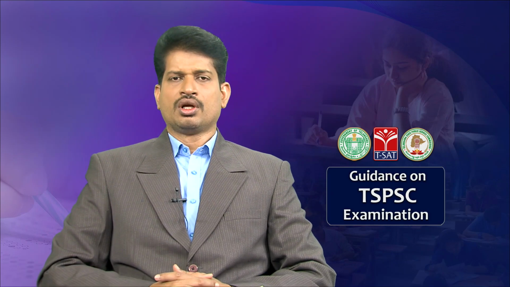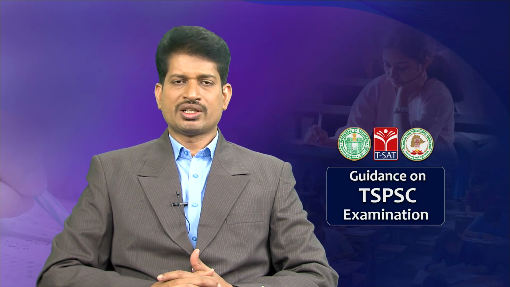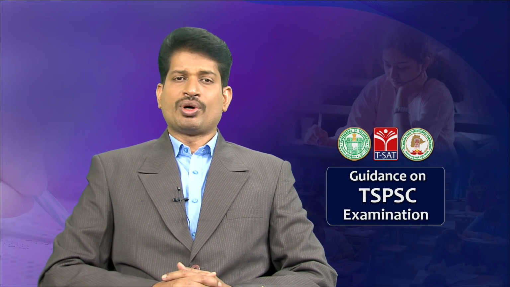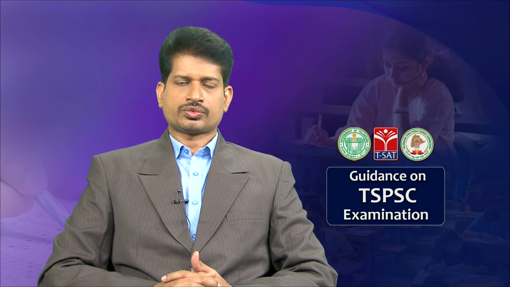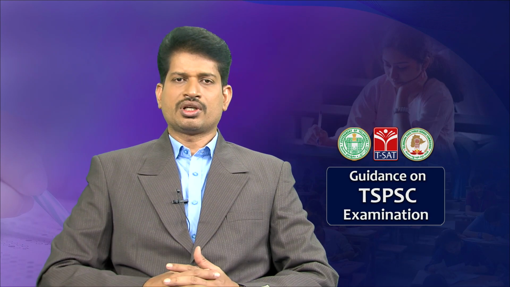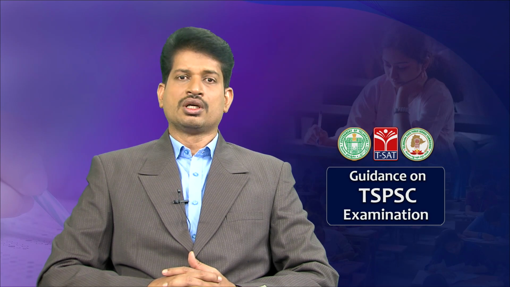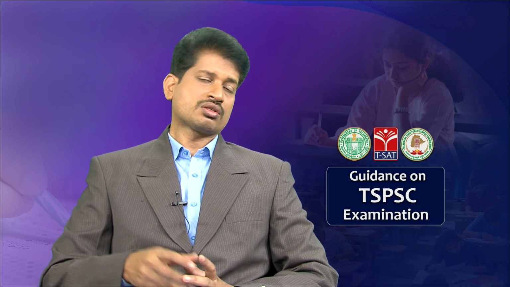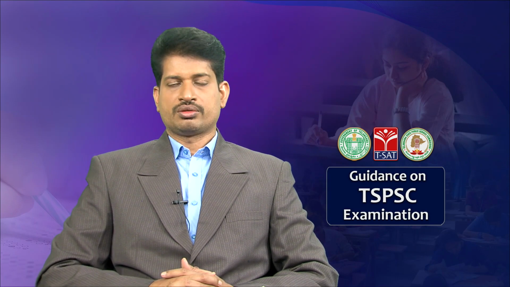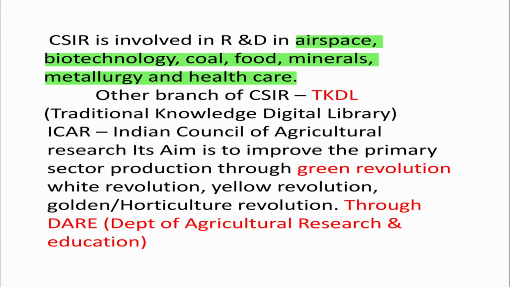reduces. For example, when you compare a tungsten filament bulb and an LED bulb, with the change in technology, the power consumed by LED bulbs, LED lights, is less when compared with tungsten bulbs, so the power is being saved because of technology. This is an example of conservation of power. So, CSIR is involved in research and development in airspace, biotechnology, coal, food, minerals, metallurgy and healthcare.